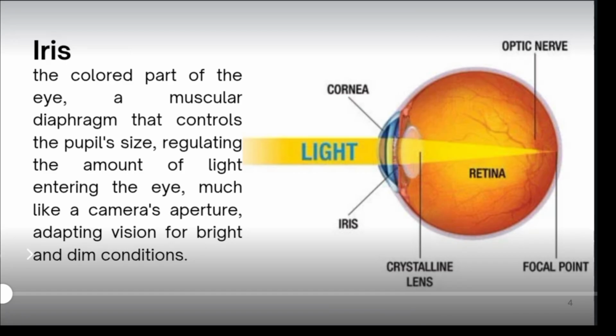Iris, the colored part of the eye, a muscular diaphragm that controls the pupil's size, regulating the amount of light entering the eye, much like a camera's aperture, adapting vision for bright and dim conditions.